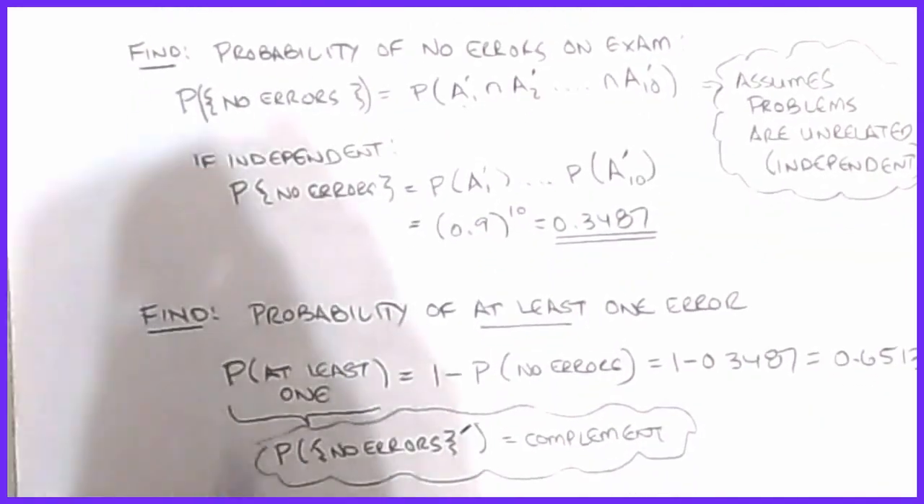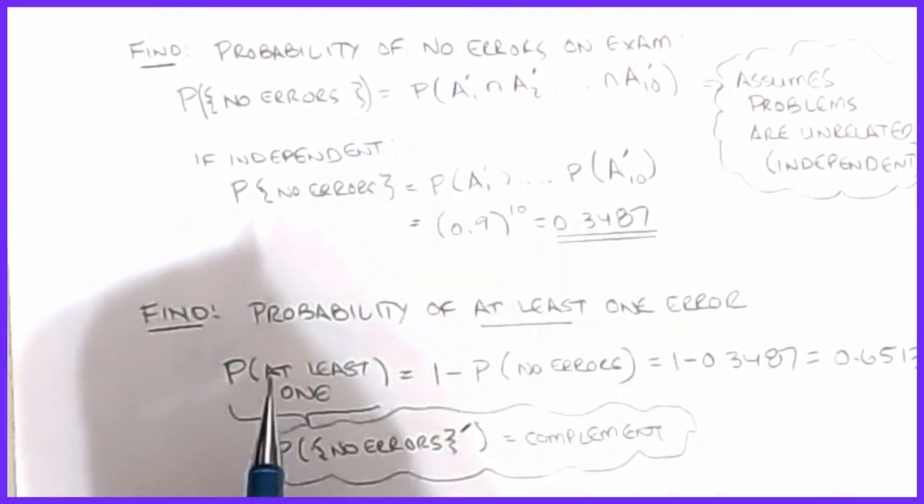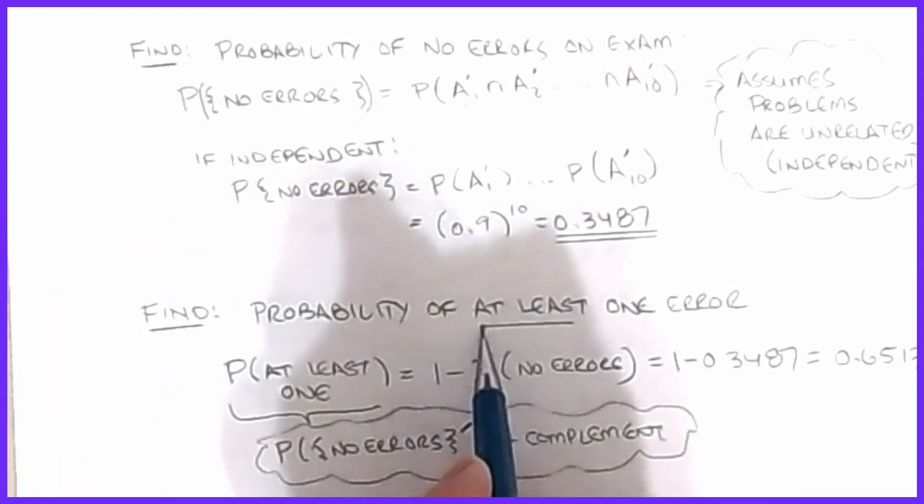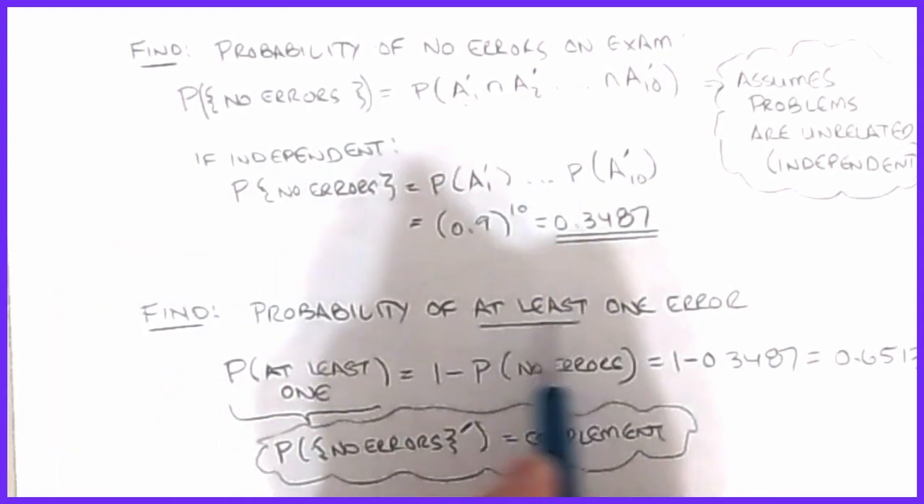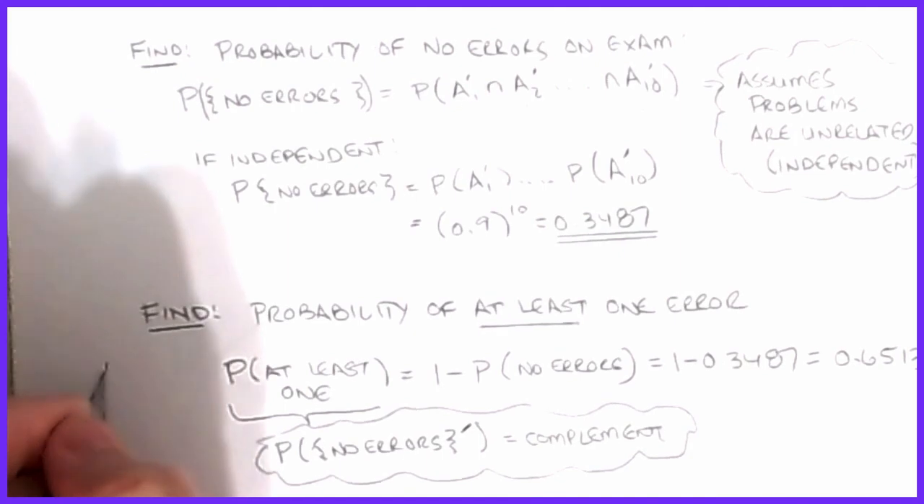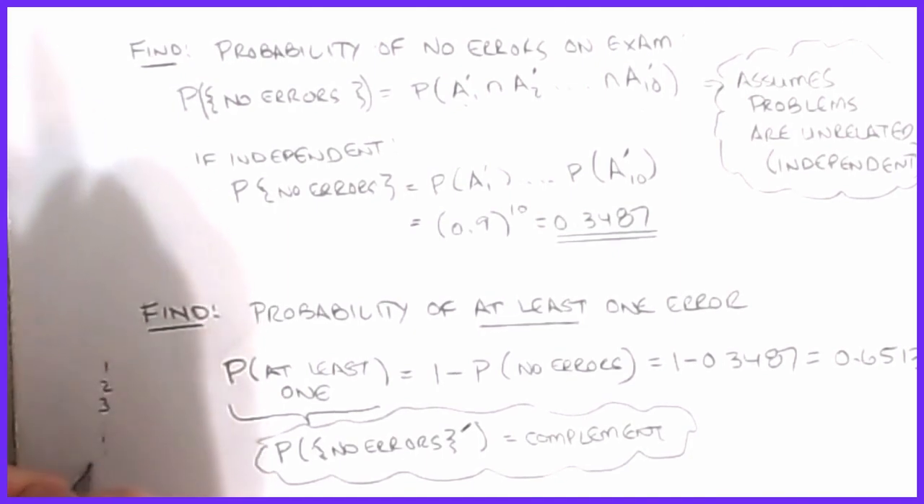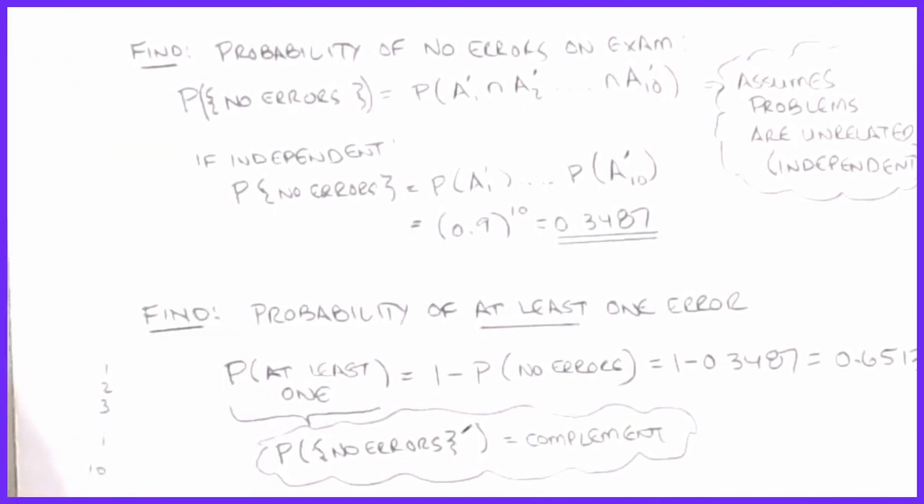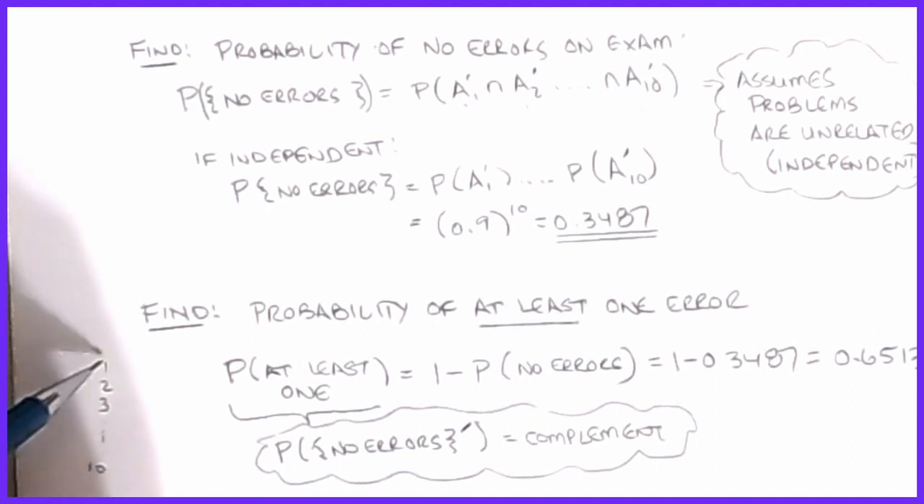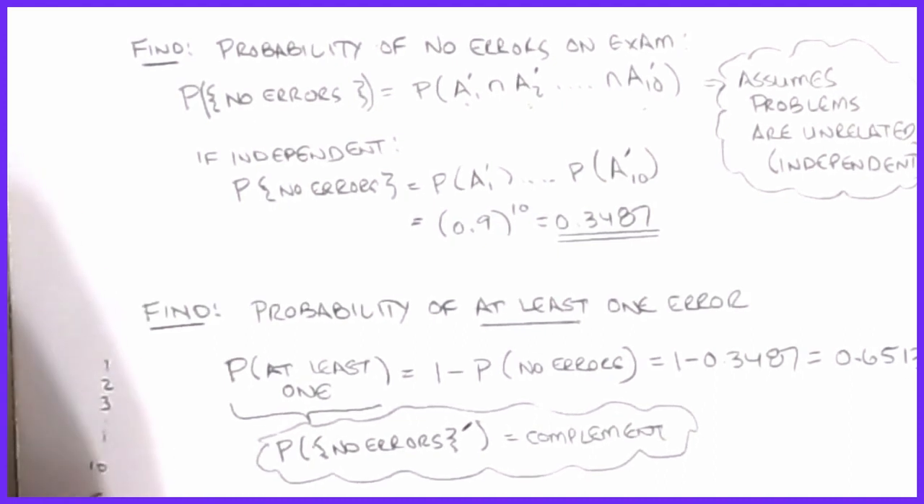What's the probability of at least one error? I underlined the key words in this: at least one. That means it could be 1 error, 2 errors, 3 errors, all the way up to 10. If we wanted to, we could run through the case of what's the probability of 1 error, what's the probability of 2, what's the probability of 3, and so on. And it gets kind of long.